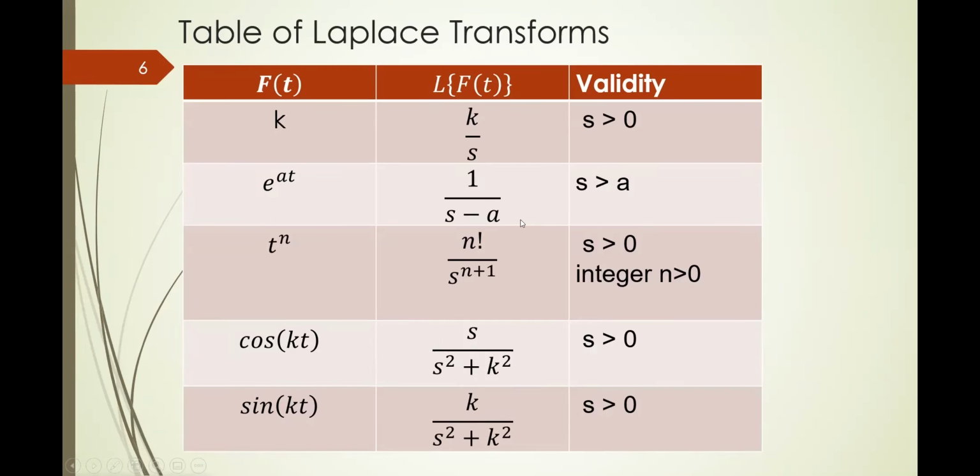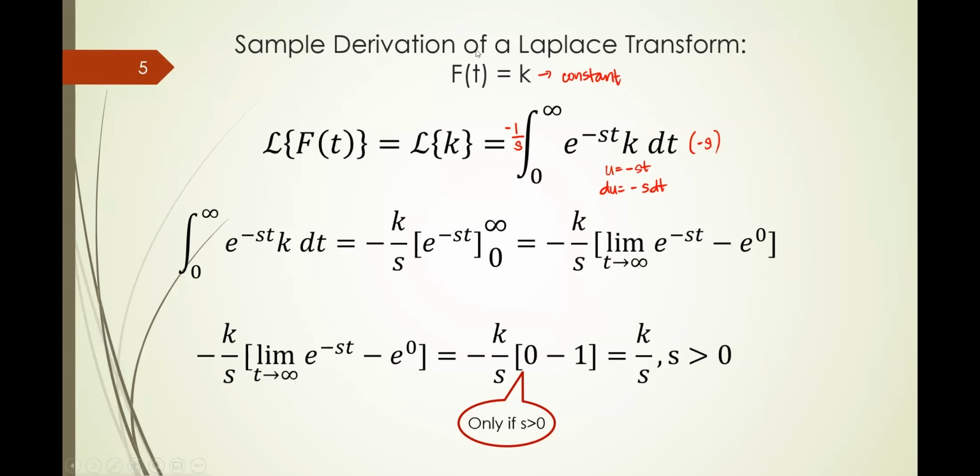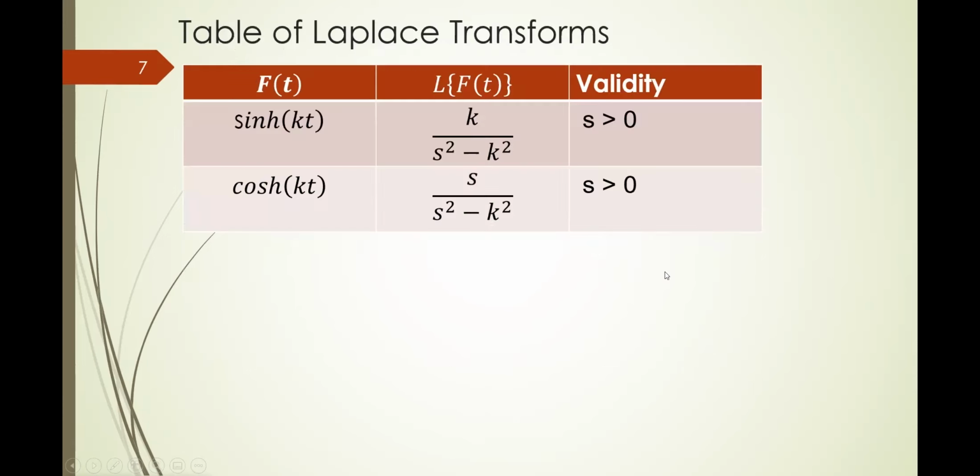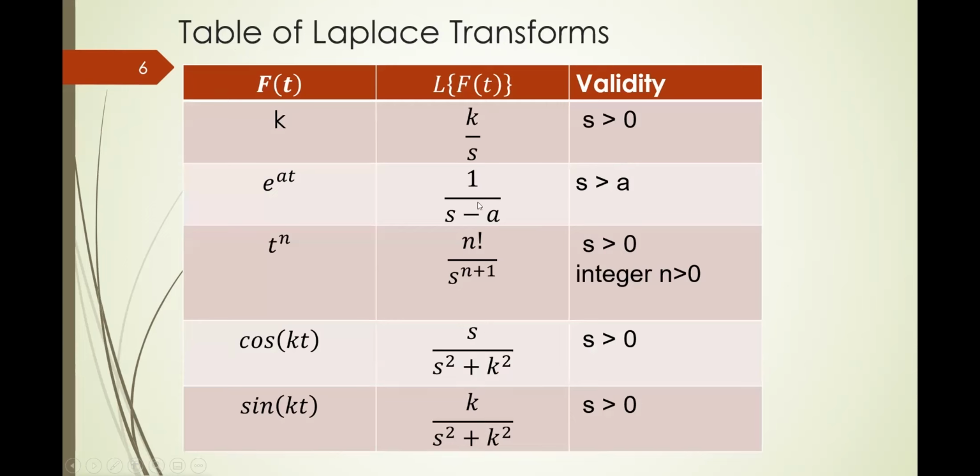However, I want to show you here in this one that there are tables. Look at this. Earlier, I showed you how to derive the formula. So if the function of t is k, the answer is k over s. However, there's actually a table of formulas for this. So if the function of t is simply a constant, the Laplace is k over s.